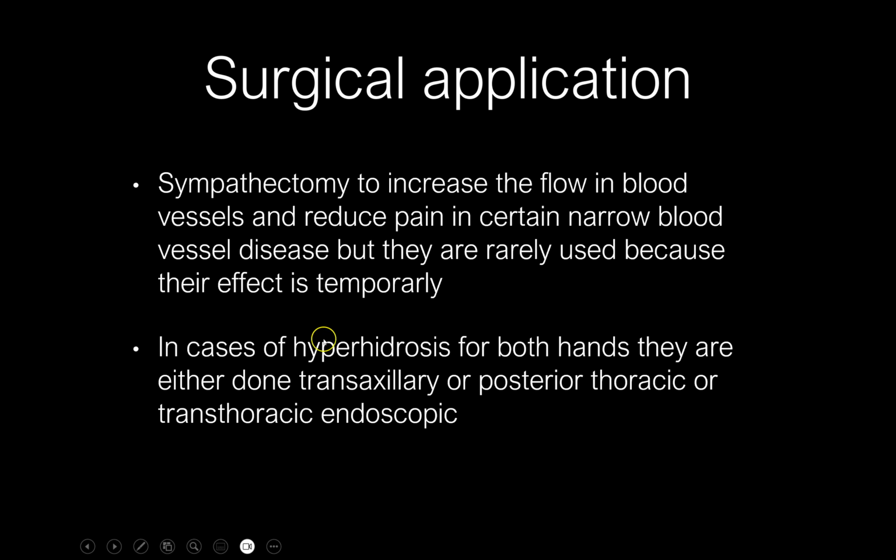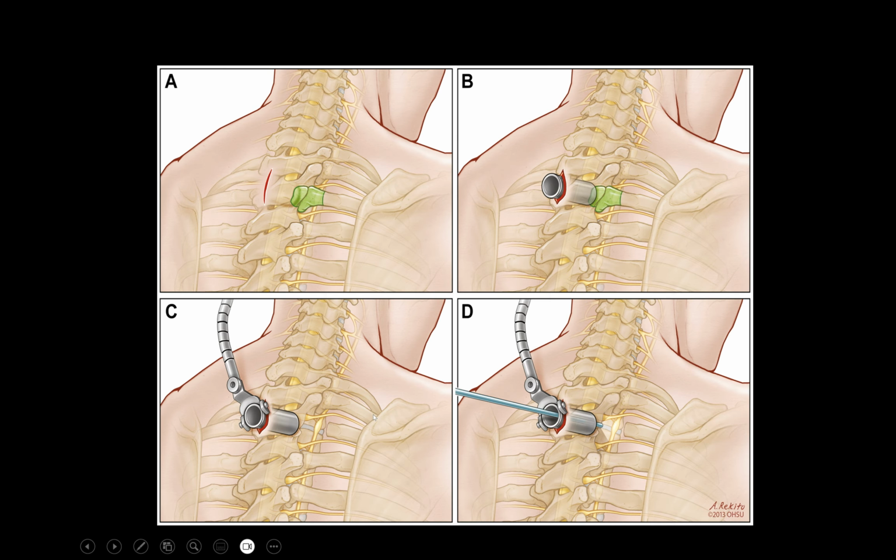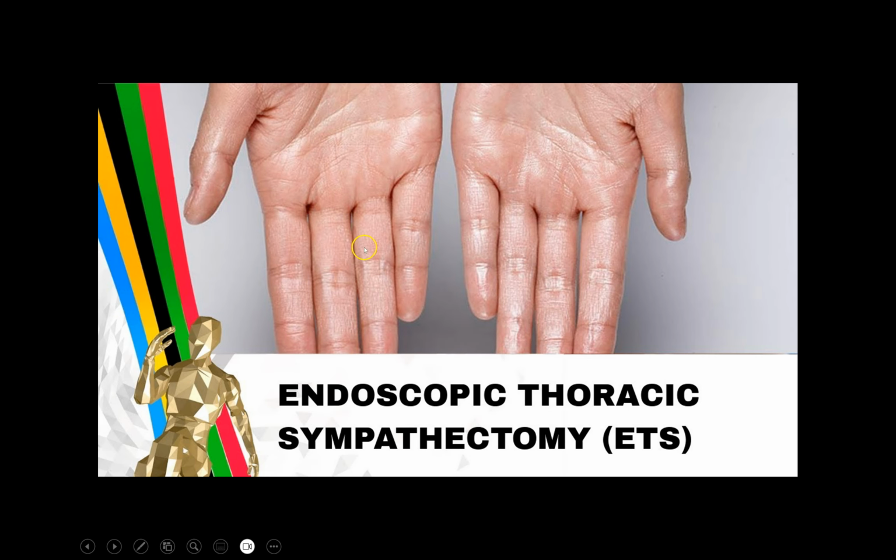And in cases of hyperhidrosis, profuse sweating of the hands, you do a surgery on the sympathetic chain, you go transaxillary, posterior thoracic or transthoracic endoscopic. And here, we go to the dorsal 2, dorsal 3, and we do an endoscopic posterior approach. This is for the hyperhidrosis.